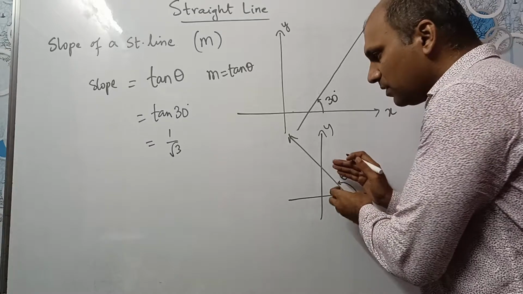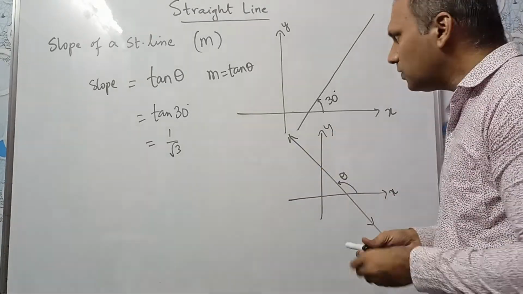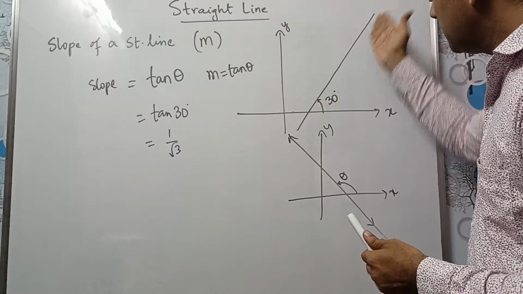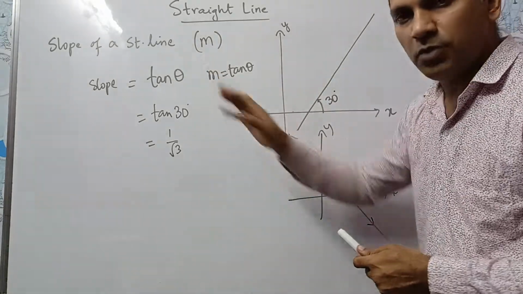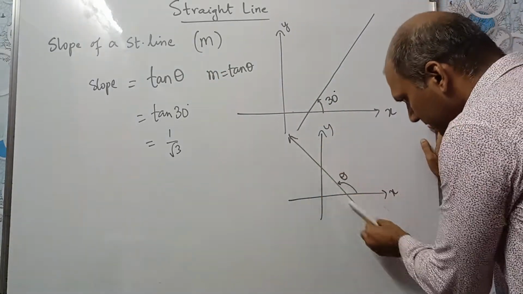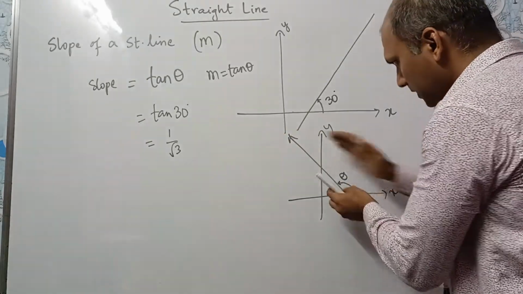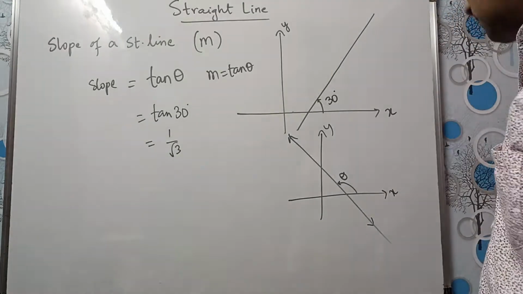Of course, this angle will be greater than 90 degrees and the tan value will be negative. So if you have straight lines like this, like this, the slope will be positive. If you have straight lines like this, the slope will be negative.